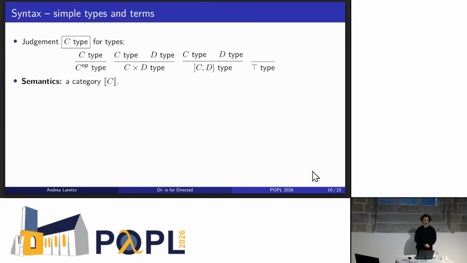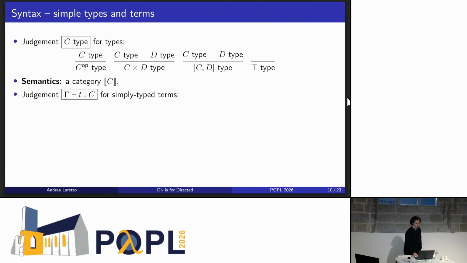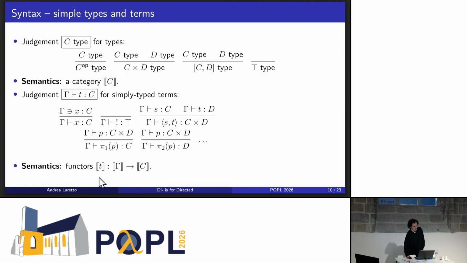We have a judgment for types, and it's pretty simple. Whenever C is a type, C-op is a type. Then you have the product and function types. And in the semantics, these are categories. So for example, this is the product of categories, and this is the functor category from C to D. Then you have a judgment for simply typed terms, which in the semantics are just functors. And they're also very boring. These are exactly the same rules that you've seen in simply typed lambda calculus. The only interesting one is this one on the right that says that whenever you have a functor from gamma to C, you also have this opposite from gamma op into C op.